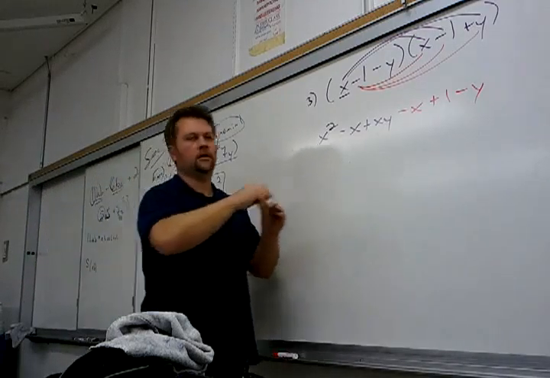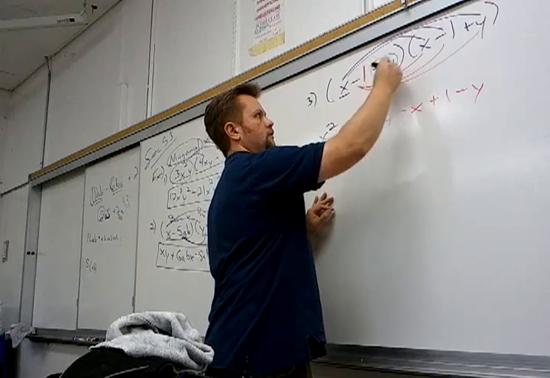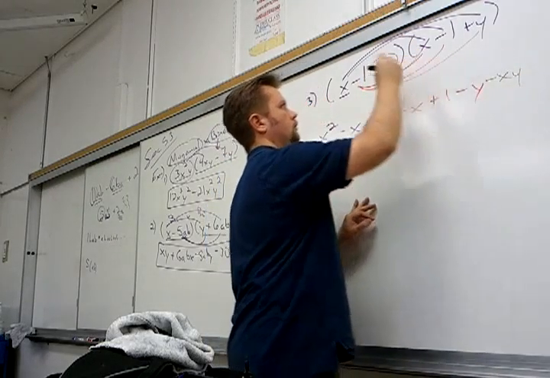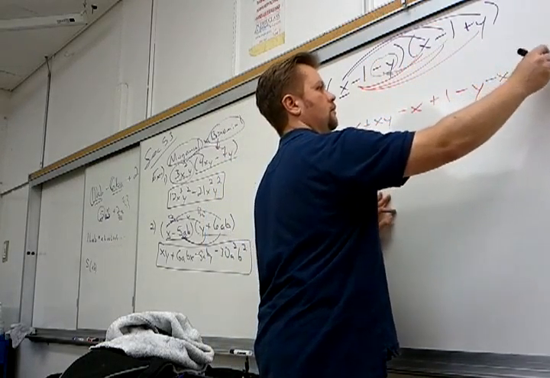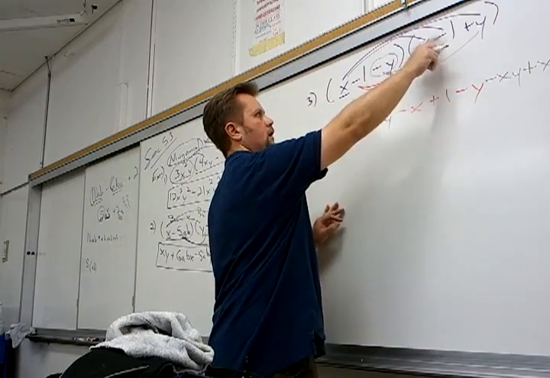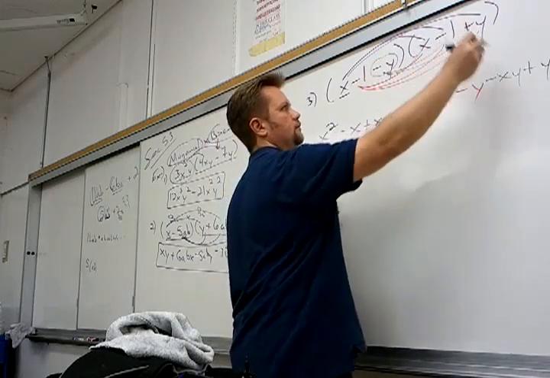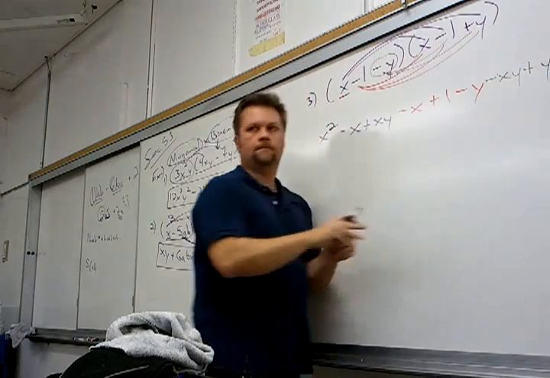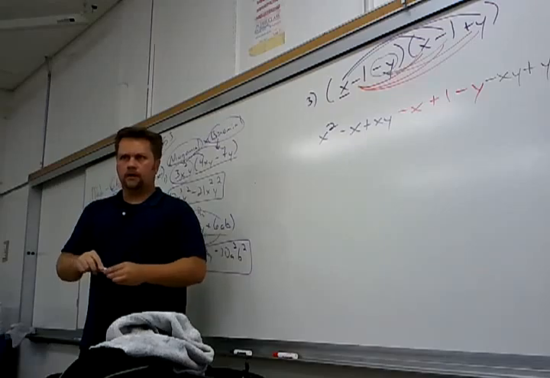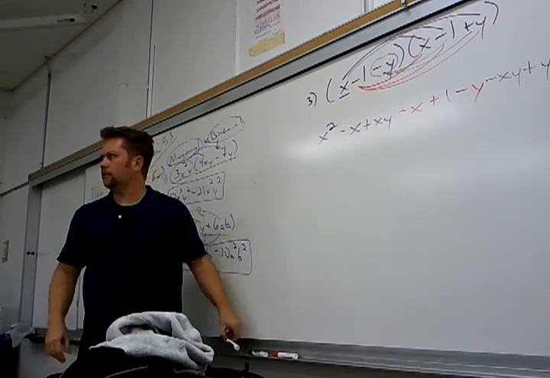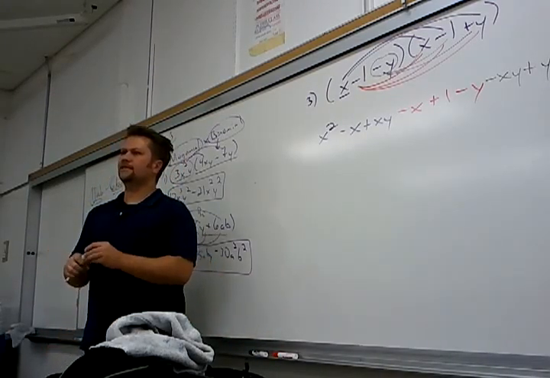Plus x, I mean, plus y, and then minus y squared. Now you have like terms, and you put your like terms together. Things cancel.